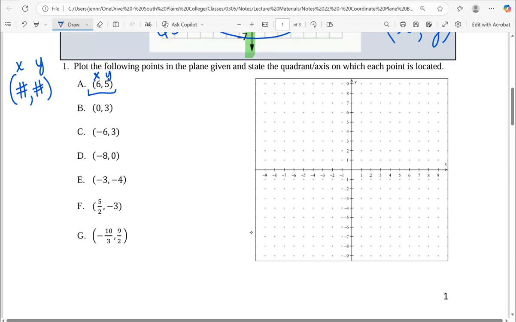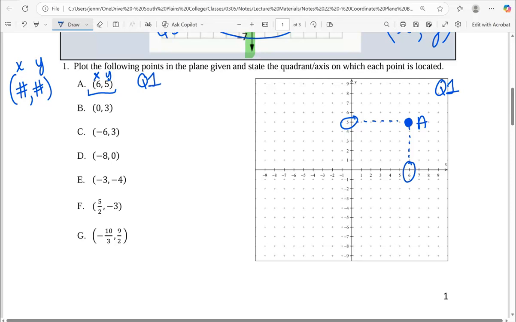So here along the x-axis, here's the number 6. Along the y-axis, here's the number 5. And those two things line up to be this point. Label it with an A because that is the first point on our graph. And it is living in what we call quadrant 1.